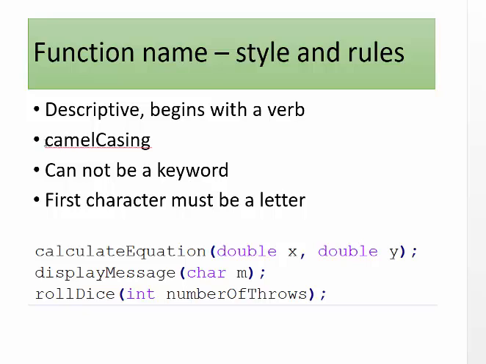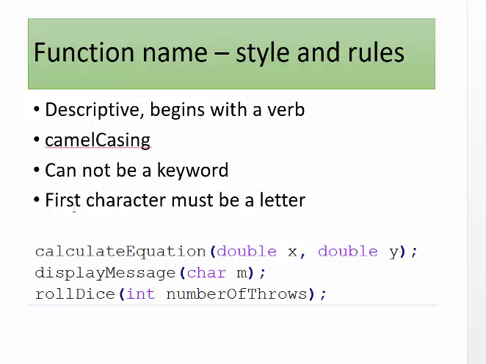It needs to be camel casing, which I've already covered before. So the first letter is lowercase. Words in between have a capital letter in them. A function name cannot be a keyword, so you cannot name your function while. And the first character must be a letter. Can't be a number, can't be a special character first.